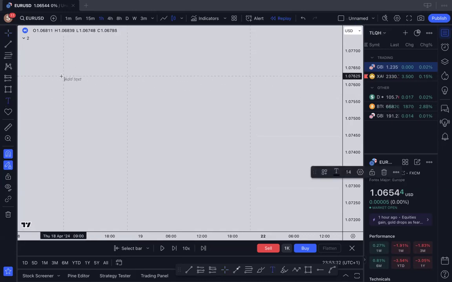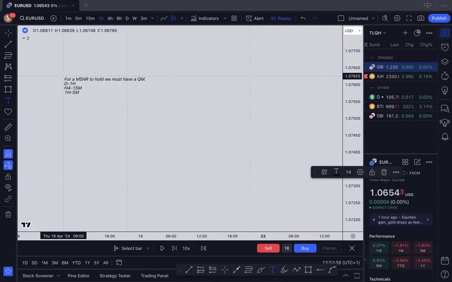For a MSNR to hold, we must have a QM. Now, what time frame do we look for? So if we're looking at the daily, we look for a 1 hour QM. If we're looking at the H4, we're looking for a 15-minute QM. If we're looking at the 1 hour, we're looking for a 5-minute QM.